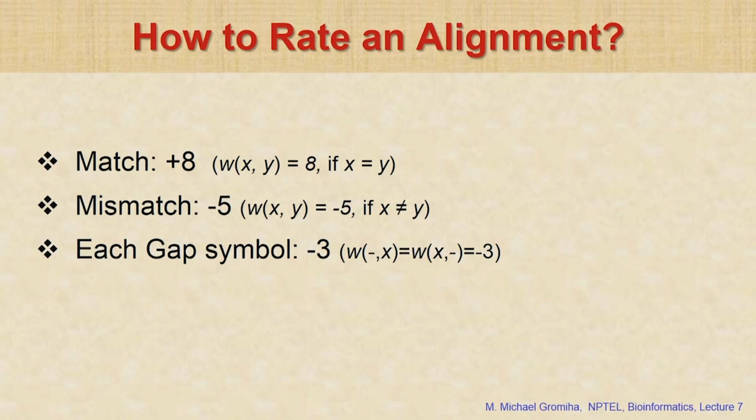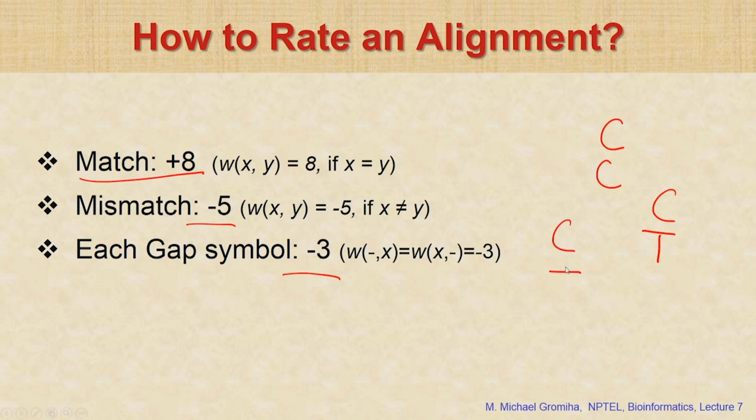For example, if we give a scoring function, if it is a match, then we give a score of plus 8, and with mismatch we give minus 5, and gap symbol we give minus 3. For example, if it is match, weight of x comma y equal to 8 if x equal to y, right. If it is a C and then a C, we can see this match score equal to 8. Mismatch score if x is not equal to y, for example, one is C and another is T, we can give this score minus 5. Gap symbol we give minus 3, for example, there is C and the gap, give minus 3. This is an example. In reality, the gap symbol should get more penalty than the mismatch score.